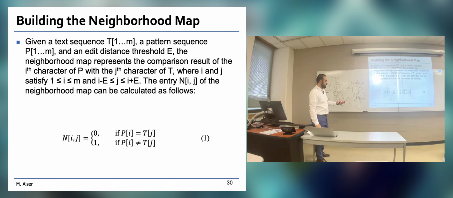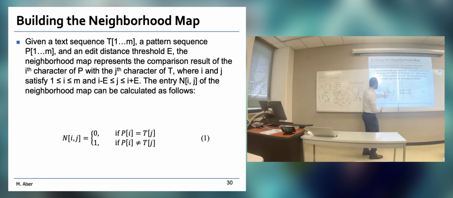Okay, we have a simple equation over here. We already discussed similar equations on multiple occasions, so it's easy for you to interpret it. The cell in the dynamic programming table, let's not call it dynamic programming because there is no dynamic programming approach in this paper, okay? We can call it a table, for example, or a matrix. So a cell in that matrix is either 0 or 1, a binary value, okay? 0 if the corresponding characters are the same, 1 if they are not the same, okay?